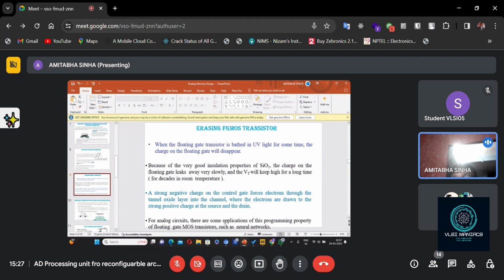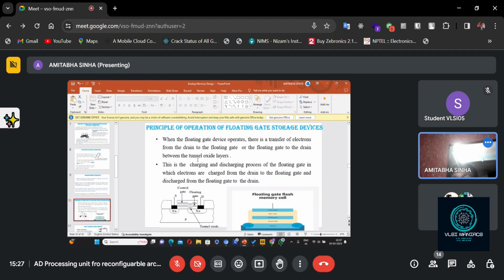For analog circuits, there are some applications of the programming property of floating gate MOS transistors, such as neural networks. Since these concepts, storing the charge or discharging the charge, give the concept of analog memory. So this is a floating gate device. When it operates, there is a transfer of electrons from the drain to the floating gate or floating gate to drain between the tunnel oxide layers. So these are the charging and discharging properties of the floating gate, which we have already discussed.